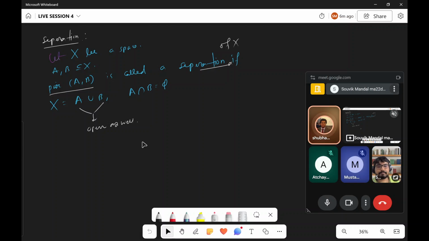Like separation means, do we define some measure on separation, like how much separated? No, in topology there is no concept of how much separated. The only thing is that they are separated, meaning their intersection is empty and the union is the full space. How much separated we can measure only in a metric space, because there is a notion of distance. In topology alone there is no notion of distance. Understand?